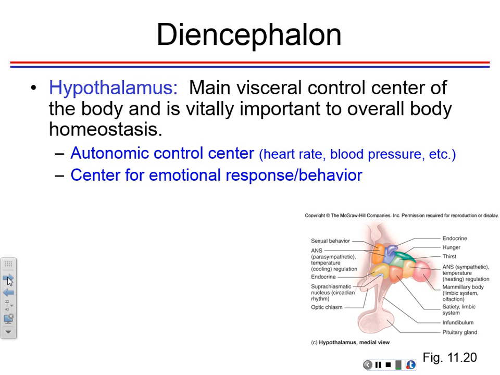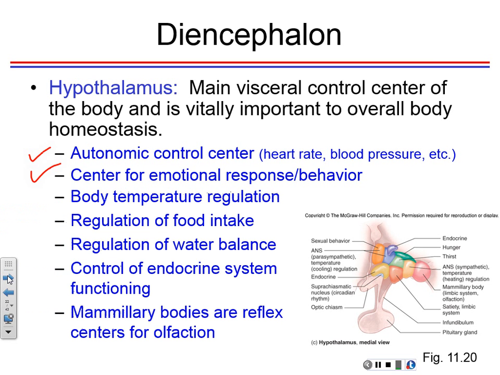If you're taking enough water, you get enough blood volume, and the blood pressure is good. If you lose water or any fluids by any means, then your blood pressure goes down because you don't have the fluids. Okay? So it's also a center for emotional response and behavior because it deals with things like food. That's where your satiety center is. So you feel hungry, it triggers certain behaviors, food seeking. It also regulates body temperature.